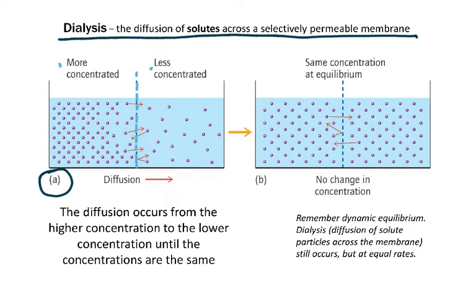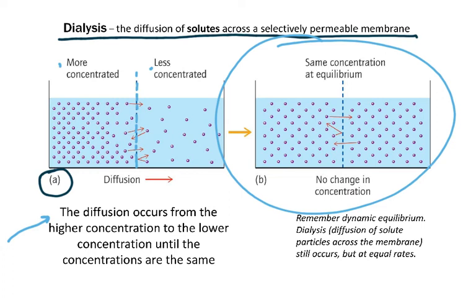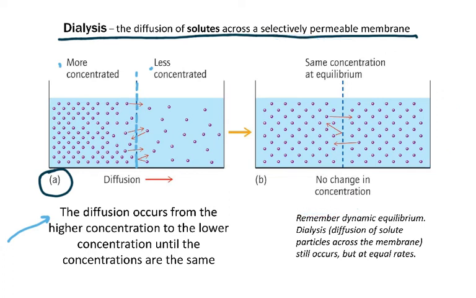What's going to happen if solute can move from high to low until they're equal, right? Diffusion will occur from the higher concentration on the left to the lower concentration on the right until the concentrations are the same, which is what we get here in B. And at that point, there's no change in concentration, right? So if this is high and low, then these are equal.